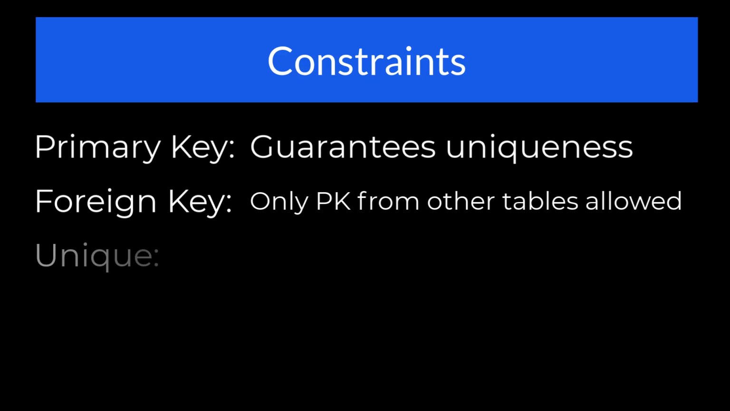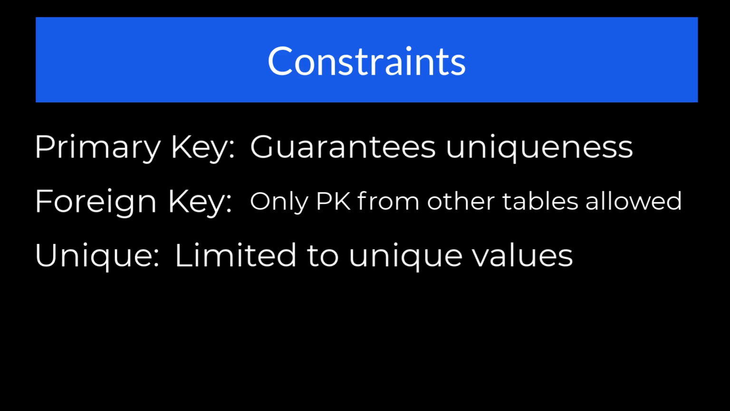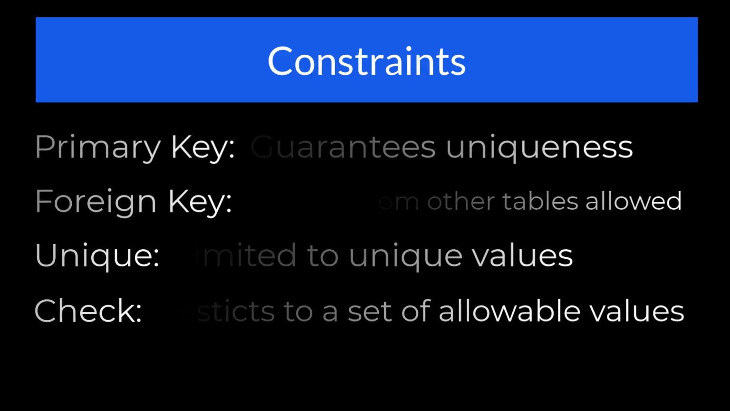Unique constraints. The primary key is a type of unique constraint, but you can make other columns unique as well. And check constraint, which means only certain values are allowed in that column.